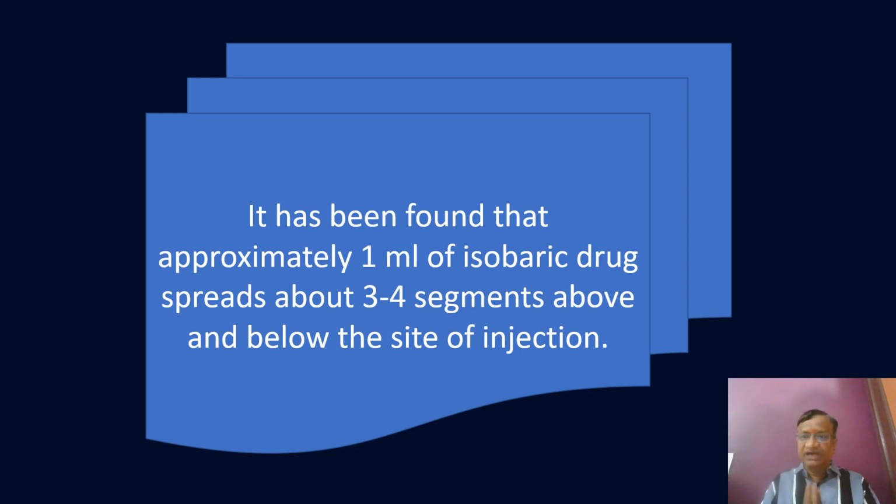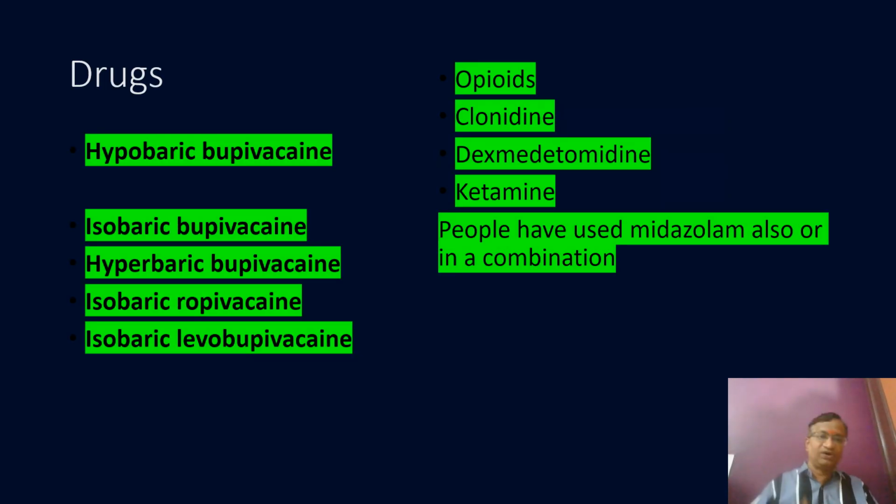Now, if you give 1 ml at T9, it spreads from T6 to T12. This is the basic idea. It should be borne in mind: 3 segments up, 3 segments down. If you give it at T9, it is likely to block from T6 to T12. So that is what is to be kept in mind. Somebody may ask, what is the dose? Where is the nociceptive site and where are you pricking? 1 ml blocks 3 segments above and 3 segments below.